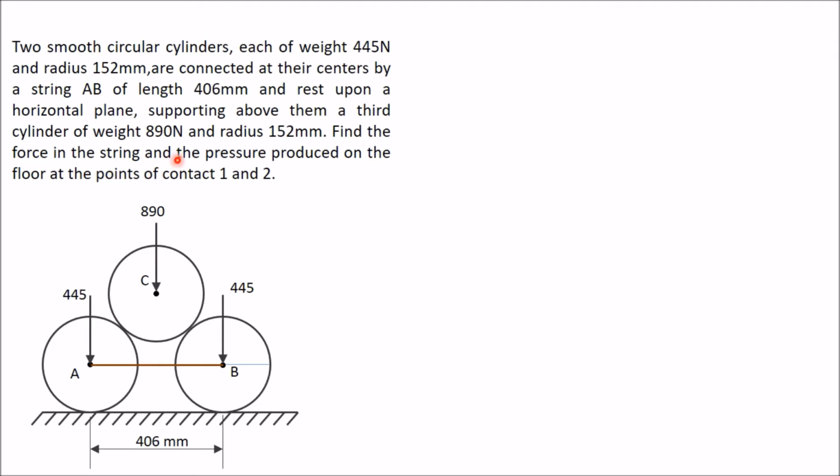Find the force in the string and the pressure produced on the floor at the points of contact 1 and 2. Here these two cylinders A and B are of weight 445 Newton and radius 152 mm. This third cylinder is of weight 890 Newton and its radius is the same as A and B, that is 152 mm. The length of this chord AB is given as 406 mm. You have to determine the reactions at these two points of contact and the tension in this string.